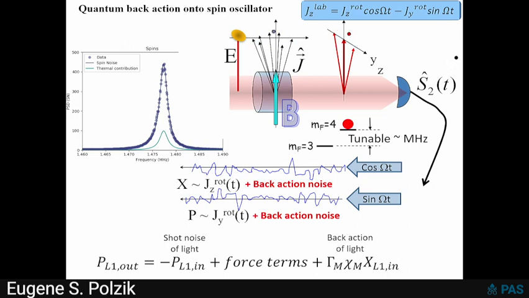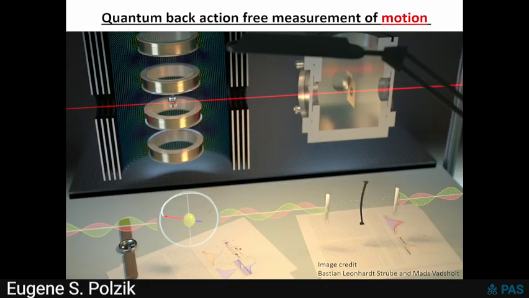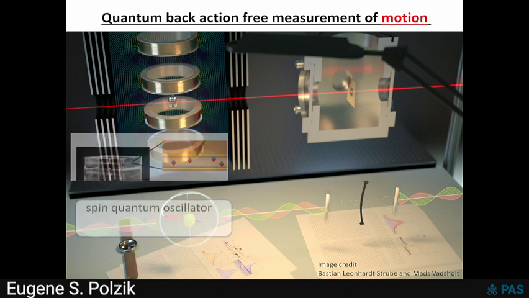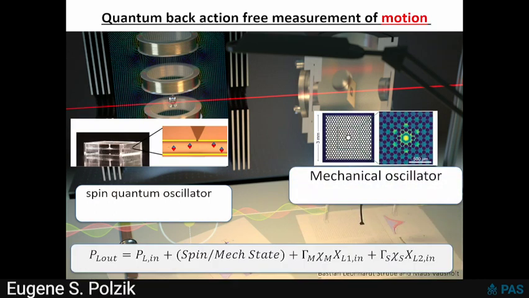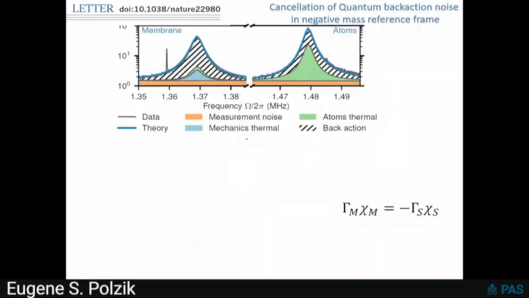And now we have two systems, the atomic system and the mechanical system, and they are dominated by the quantum back action. And now we can run our experiment. So we send light through the atomic system and the mechanical system. And our measurement on this light contains the shot noise of light plus two back action terms. And if we make the negative mass atomic oscillator susceptibility matching the mechanical susceptibility, but with the opposite sign, we can cancel the back action.